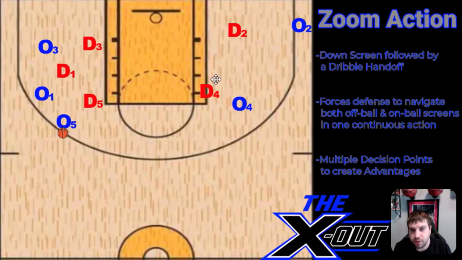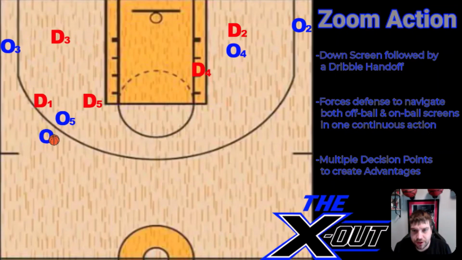Now, I want to point out on the back side, we have the 4-man setting a down screen for the 2. That creates another decision point where we can get an advantage. It also kind of keeps the backside a little bit busy, makes them communicate. And if they don't communicate, then we can get some easy points off of that sometimes.